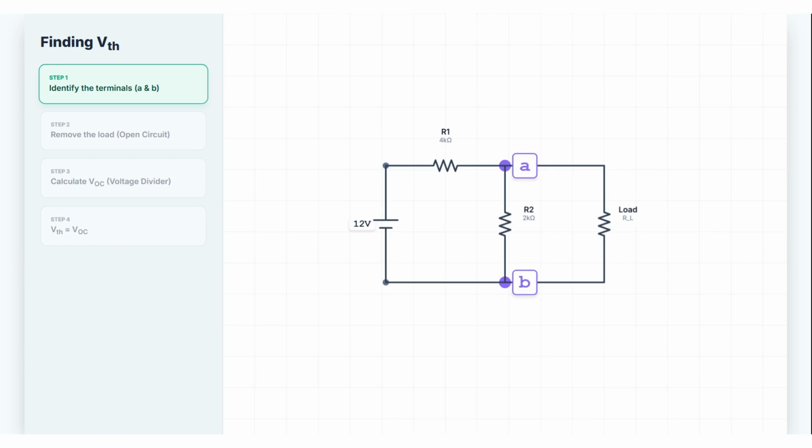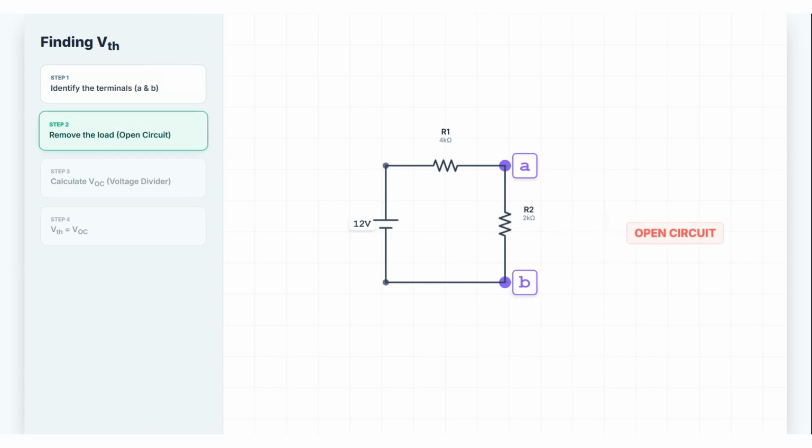Terminal A is the top of R2 and terminal B is ground. Step 2. Remove RL. Now we have an open circuit between A and B. Step 3. Find VOC, the voltage from A to B.